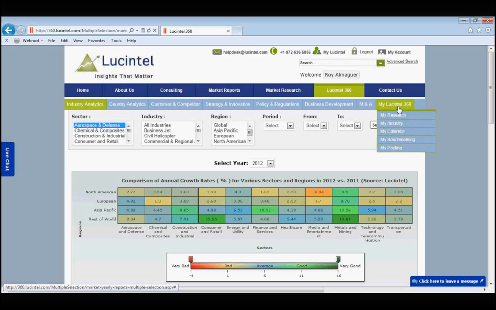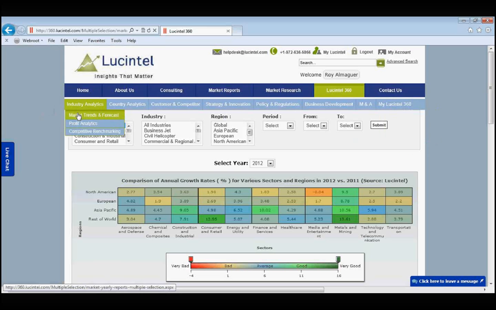And then last is something called My Lucintel 360. So during the course of your investigation of this particular tool, you'll be able to find and actually upload specific content to your Lucintel 360 and keep track of the information here. So let's quickly go ahead and look at industry analytics.